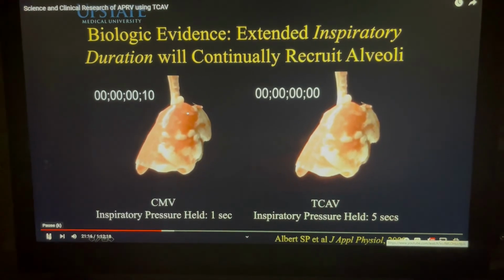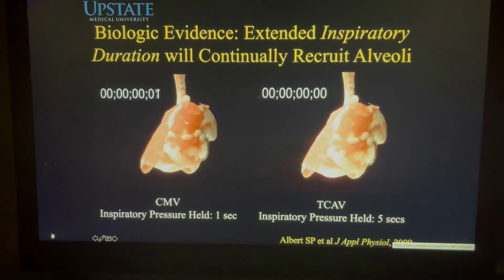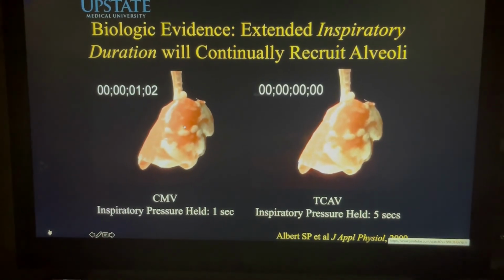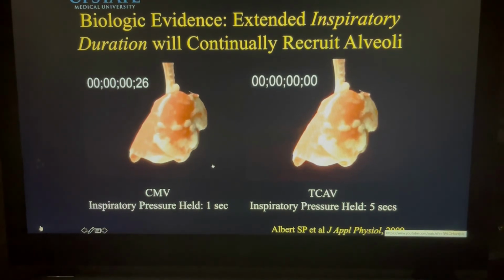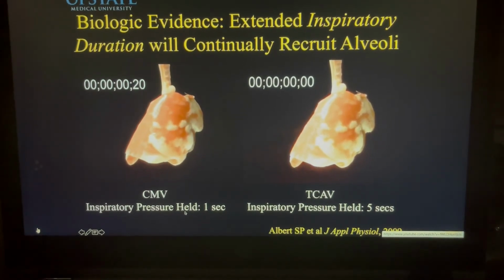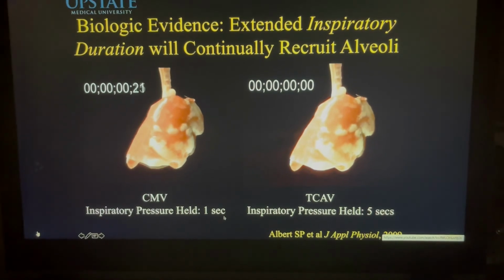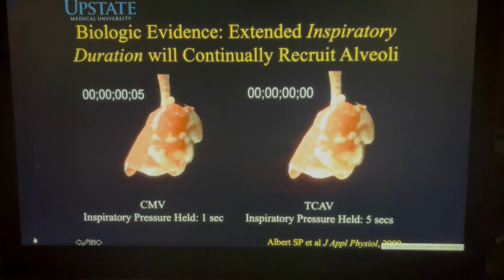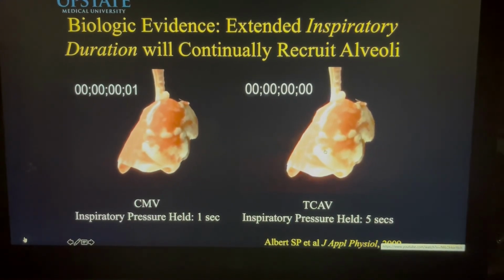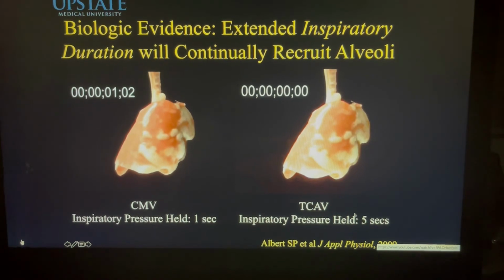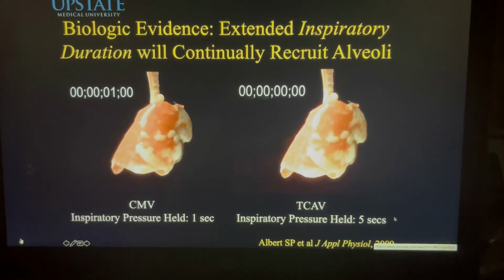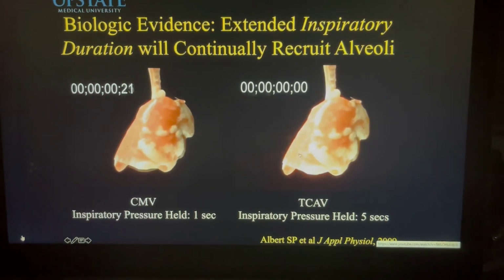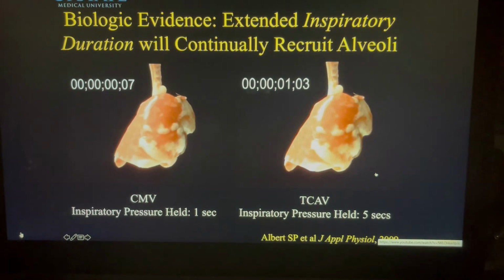So what we have here is a rat lung that has ARDS. The ARDS part is dark red, and the pink is the healthy tissue. We're going to hold this at inspiration for 1 second, which is a typical conventional breath inspiratory peak. And as you can see, there's no change in the red to the pink. Here we're going to have the TCAV breath. We're going to hold it for approximately 5 seconds, which is a typical CPAP phase or T high.